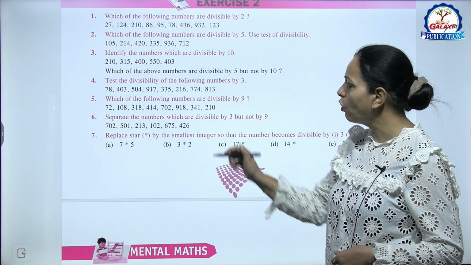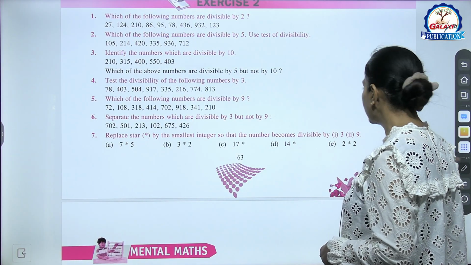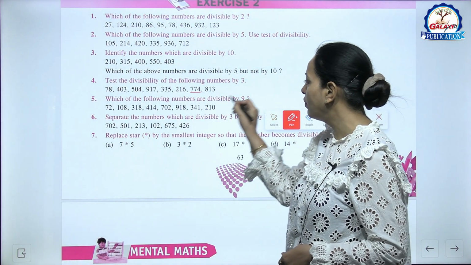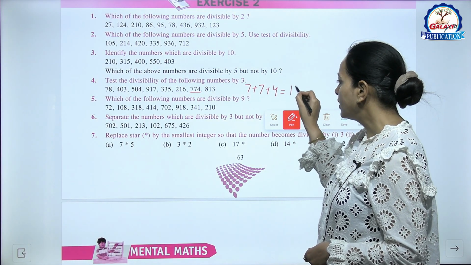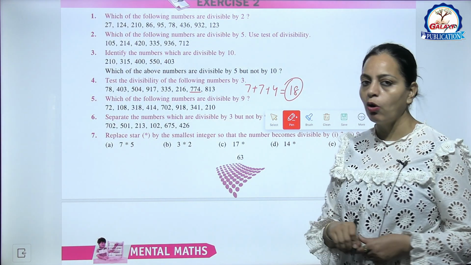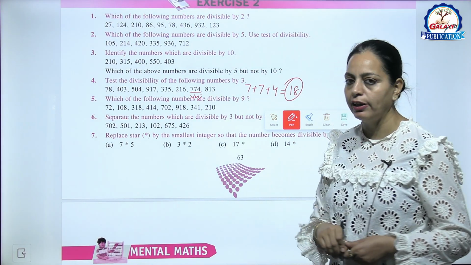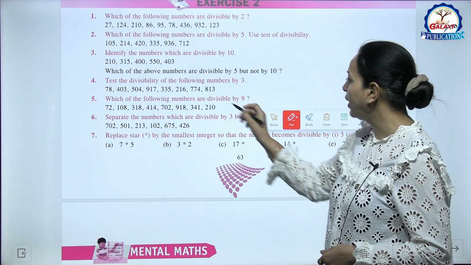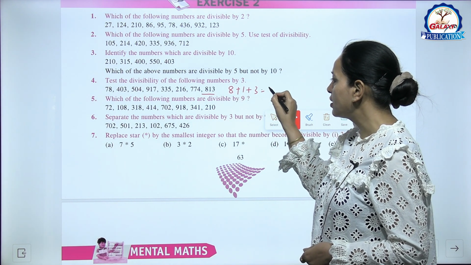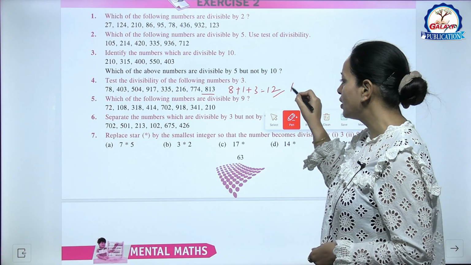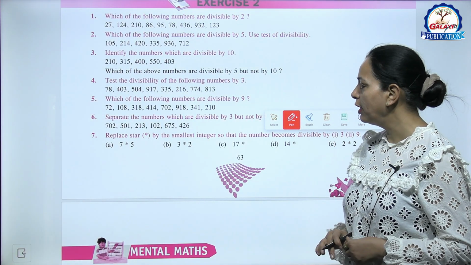Test the divisibility of the following numbers by 3. हम क्या करेंगे? Sum of the digits लेंगे, like 774. 7 plus 7 plus 4, that is 18. So this is the multiple of 3. So yes, this number is divisible by 3. अगर हम last number लें 813, 8 plus 1 plus 3, this is 12. So yes, this is also divisible by 3. Similarly, you can try remaining parts.